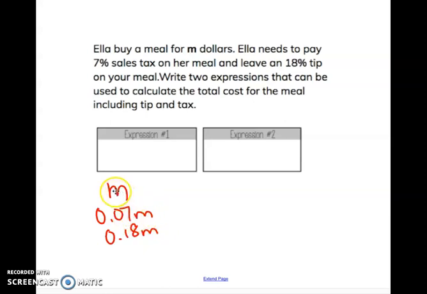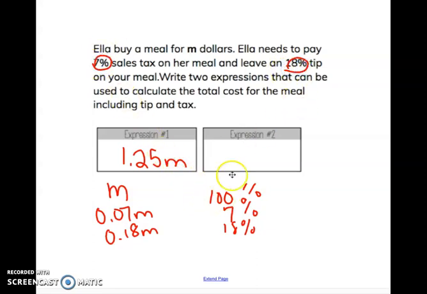amount. So if you look at the meal as 100% plus 7% plus 18%, we could say the first expression, she paid 125% of her meal. You can always add the tip and the tax together. Another expression you could write is simply the cost of her meal plus 7% of the meal plus 18% of the meal, and that will give you her total cost. There are other various combinations that will equal this. Just keep in mind tax and tip are off the original cost of the meal.